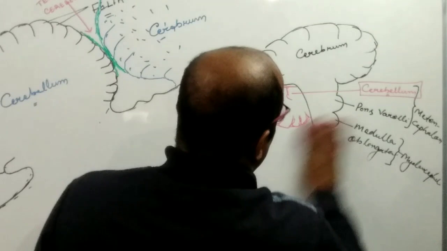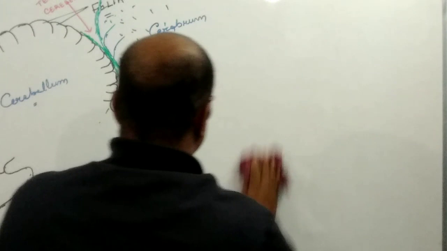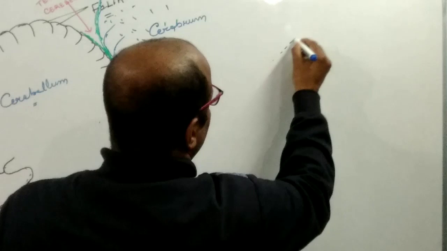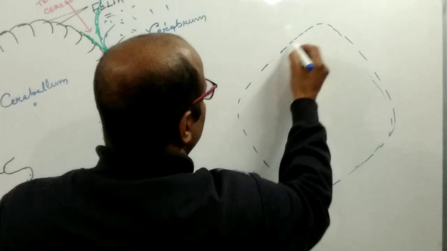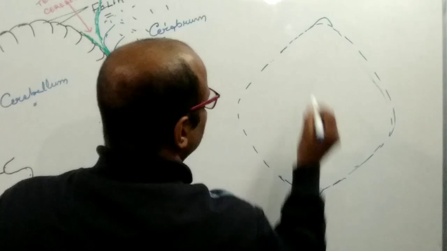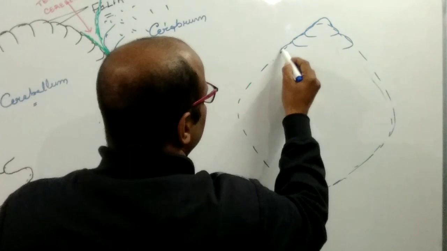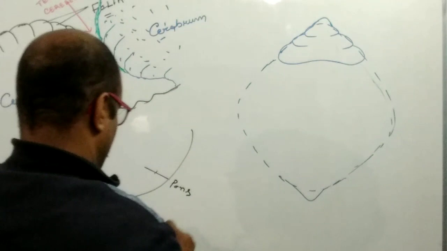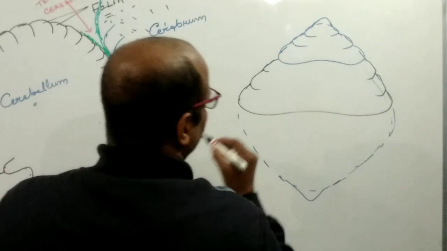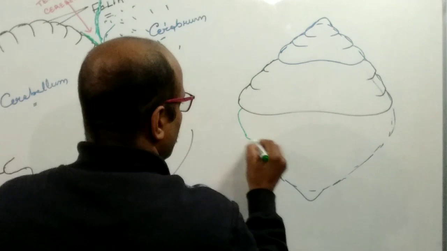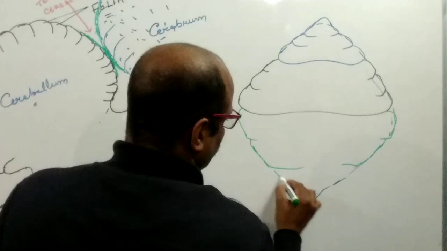If you take the surface view of the cerebellum, then you can clearly see the different lobes. So this is the anterior lobe, and this is the primary fissure. Posterior to the anterior lobe, there is the posterior lobe. This is the posterior lobe, and these are the folds or the folia.